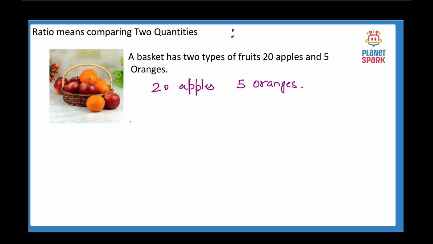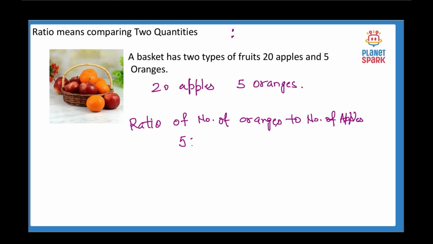Ratio of oranges to apple is a way of comparison between oranges and apple. We will write down ratio of number of oranges to number of apples is equal to 5:20. Now 5:20 can be expressed as 5/20 in fractional form. 5/20 in the simplest form gives us 1/4. So my ratio is 1:4.